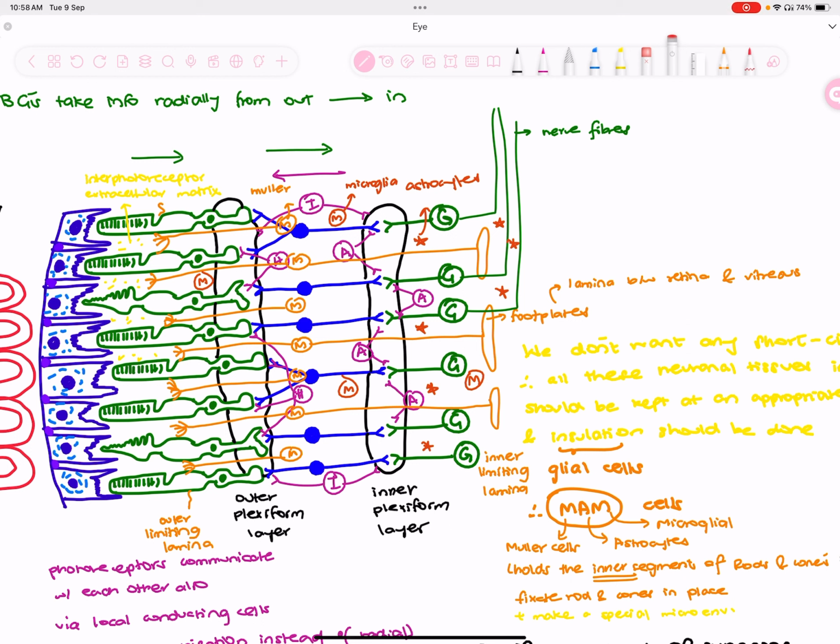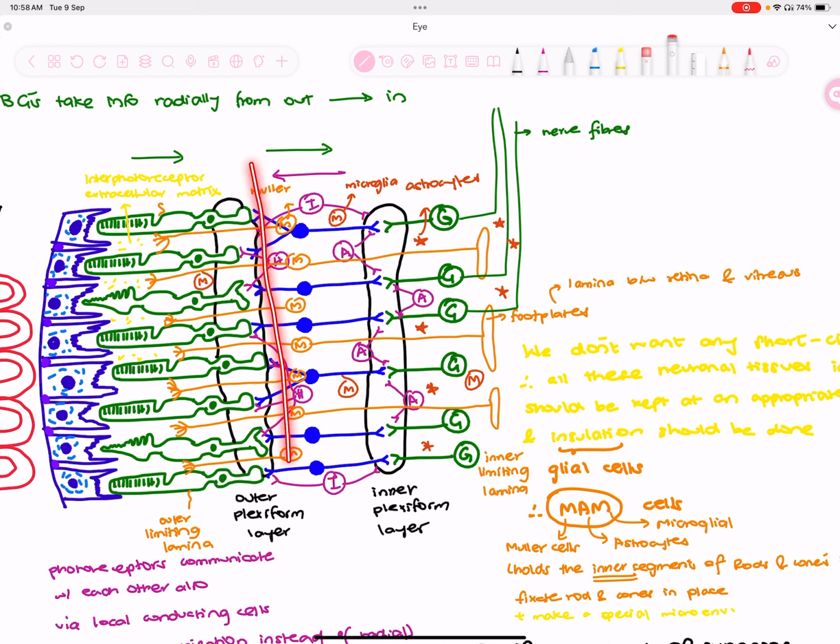After that, you have your outer nuclear layer. Why outer? Because it's outer part. Why nuclear? Because they're nuclei of rods and cones, the photoreceptor cells. So you have retinal pigment epithelium, then the photosensitive part of rods and cones, their outer segment, then outer limiting lamina, then you have outer nuclear layer, then you have the outer plexiform layer.